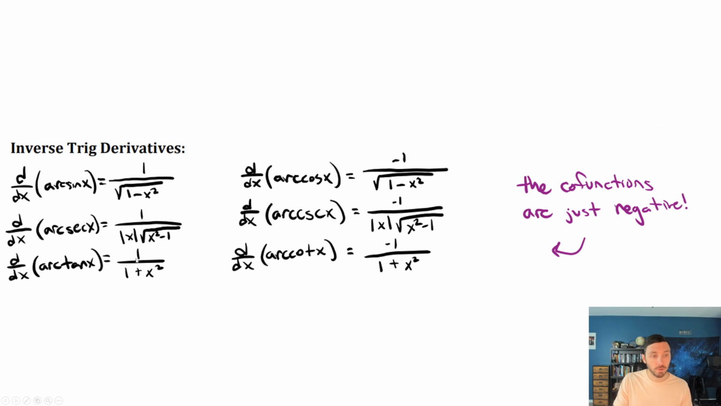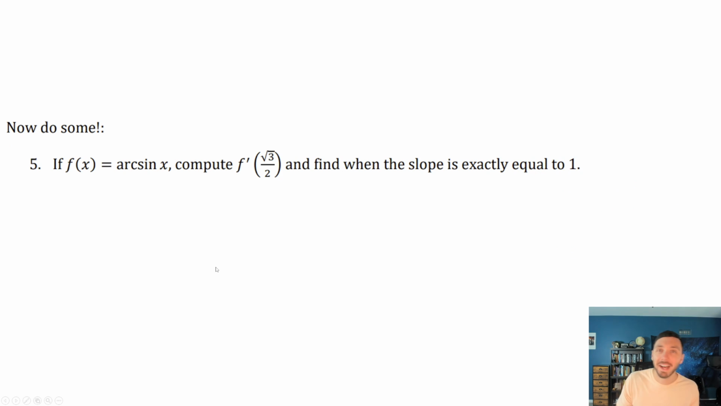Arctangent, this one's actually useful, 1 over 1 plus x squared. The arccotangent derivative is the negative version of that. The co-functions are just negative. So you really only have to know these first 3, and the other 3 are just the negative versions of those. We do use the derivative of arcsine occasionally. We also use the derivative of arctangent, this expression, quite a bit. This is oddly enough useful in later calc, and you're probably wondering why. I'll get to that when we do integrals.